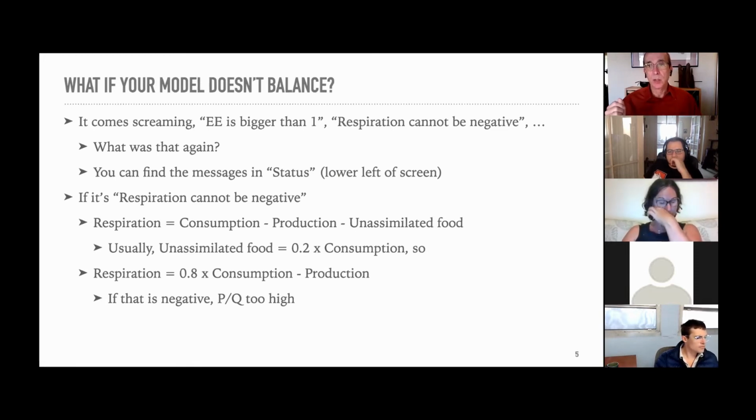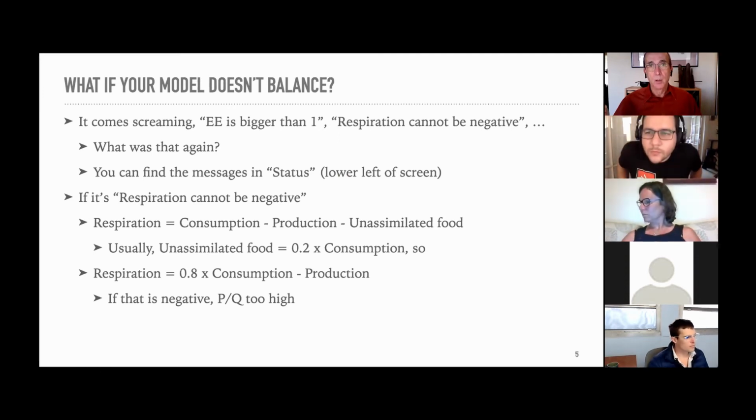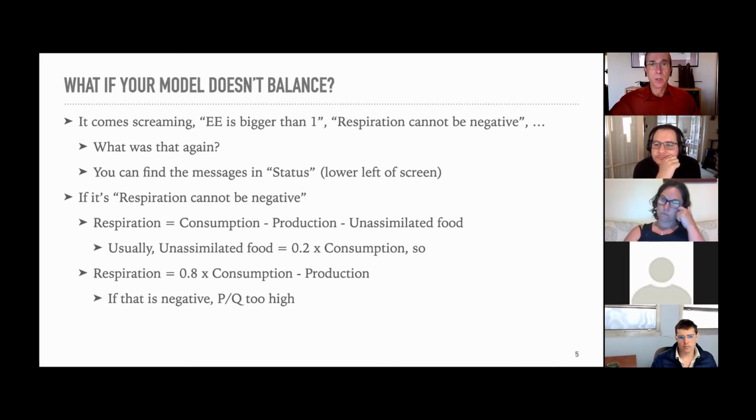The other type, respiration cannot be negative, comes from the other master equation, the first one. Consumption equals production plus respiration plus unassimilated food. We estimate consumption, production, and unassimilated food. So you can see in that equation, what we do is we turn it around and we say respiration equals consumption minus production minus unassimilated food. If that's negative, that means production is probably bigger than consumption. So that's what you need to go back and look at.